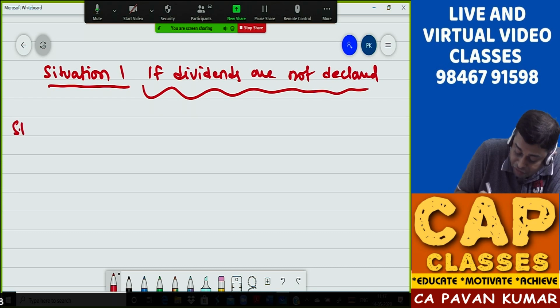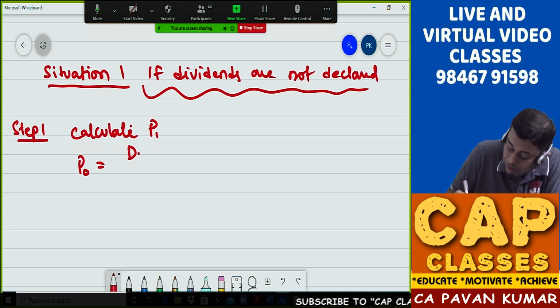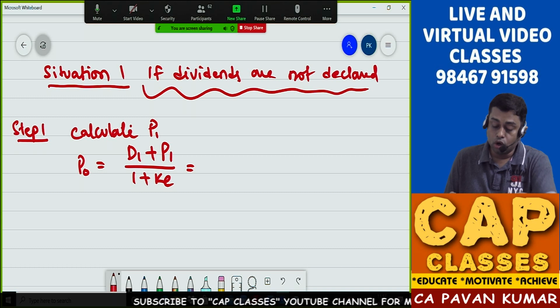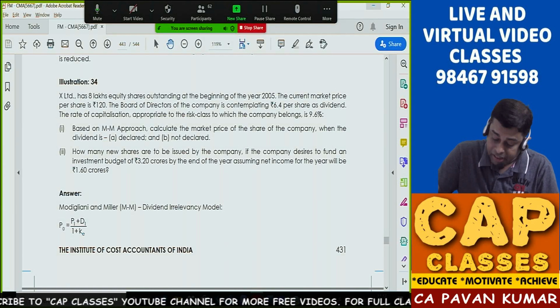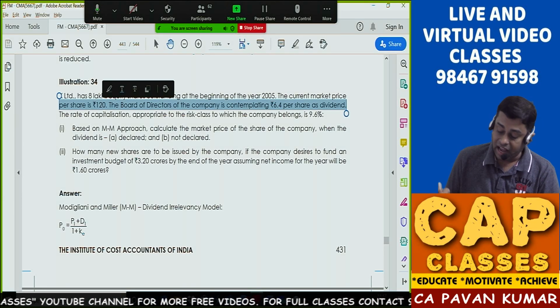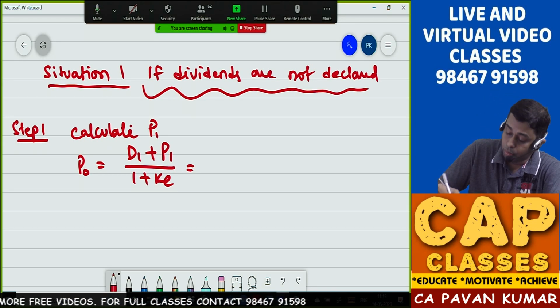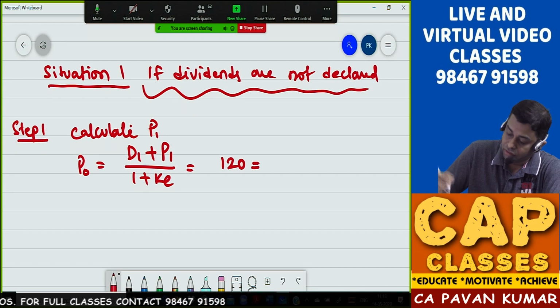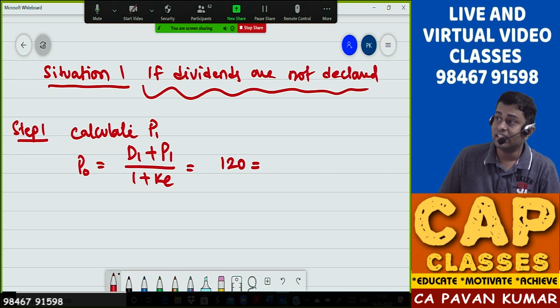Okay, so step 1, calculate P1. How to calculate? P0 is equal to D1 plus P1 by 1 plus KE. Correct? So go to the question and see what is P0. P0 current market price is given as 120 rupees. So 120 is equal to what is D1? In the question, they said it is 6.4 per share is the dividend given.